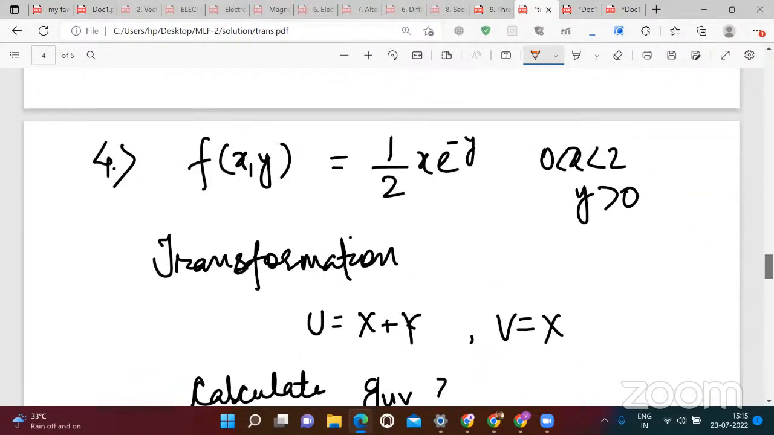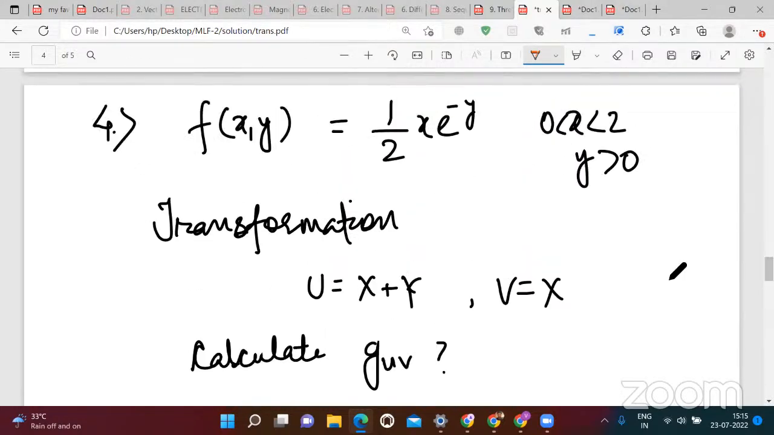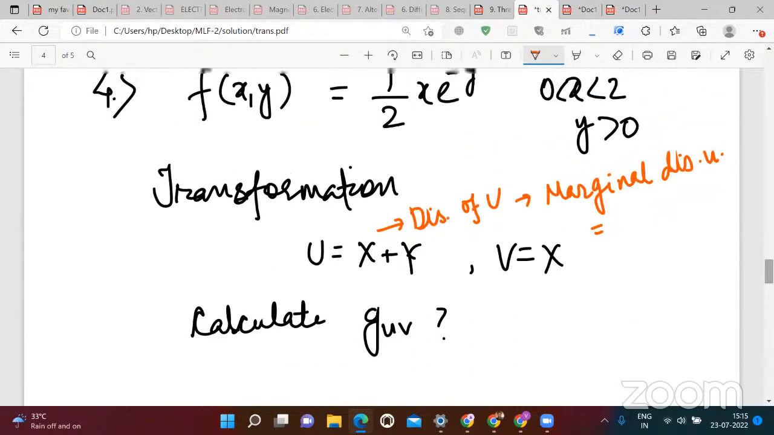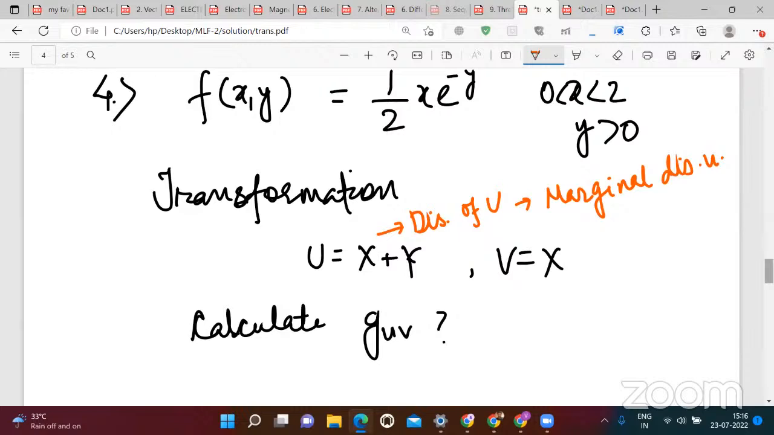And this is the last one. This is also the same transformation. And one more thing: if you have been asked to calculate, for example, the distribution of u, then the distribution of u is simply the marginal distribution of u, right? And how will you do this? You just have to fix the value of u and integrate over v. This is how you generally calculate. So firstly, we calculate the joint distribution and then integrate over the range of v.